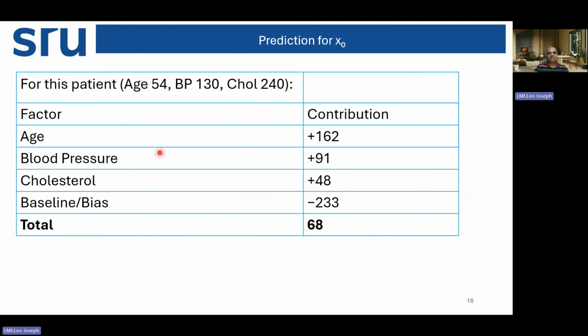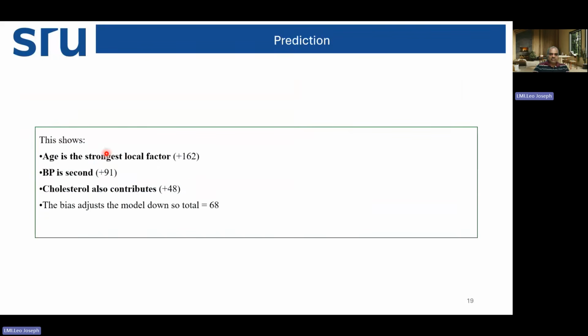In this prediction, highest contribution is age. Based on the age only it is telling. Next highest preference is given to blood pressure. Next it comes to cholesterol. So based on these three parameters, this baseline is lightly adjusted so that we are getting the value of 68% heart prediction. So age is the strongest local factor. Blood pressure is the second highest value. Cholesterol also contributes, that is plus 48. So bias adjusts the model down so that the total value is 68%.